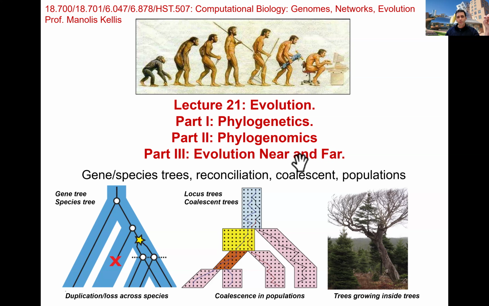And then in the third part, we're going to go beyond just the constraint of trees. In parts 1 and 2, we'll be given a set of regions or genes or elements that we call orthologous or paralogous. And in part 3, we're going to look at how we even get these to be on top of each other. We're going to look at genome assembly, and all kinds of other ways of alignment. And we're also going to look at evolution very, very near and very, very far.